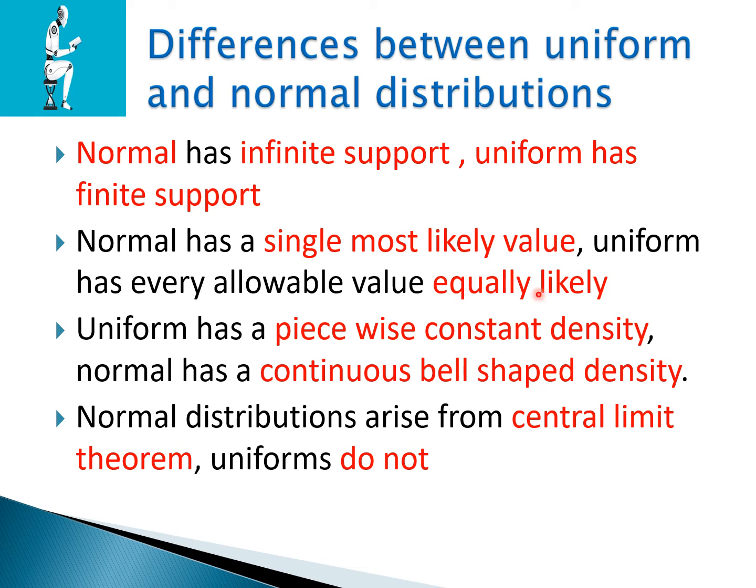Now we can see the differences between the uniform and normal distribution. Normal has infinite support and uniform has finite support. Normal has a single most likely value and uniform has every allowable value equally likely. That is, in the case of uniform distribution, all the values have an equal chance. But in the case of normal distribution, the middle value has the most likely possibility of occurring.